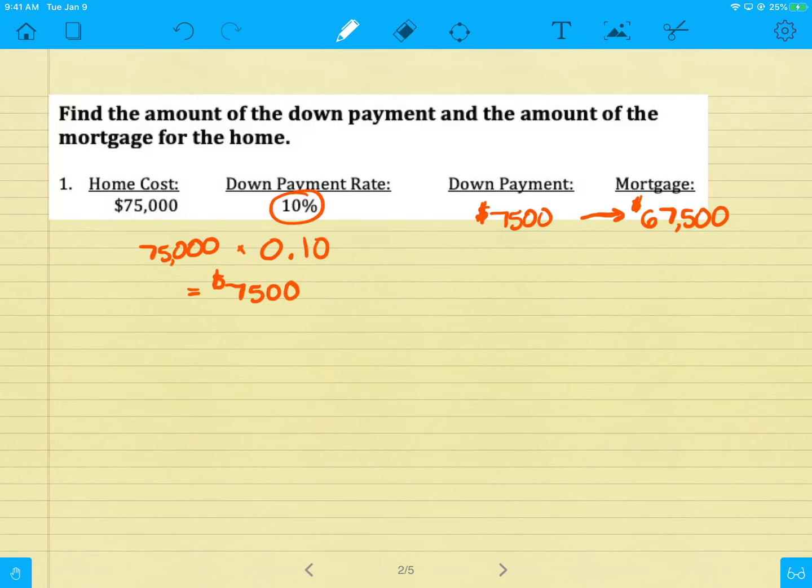So there's two parts to that one. The first question on that Google form will ask you to calculate the down payment. That'll be the first number. And then the second question will ask you to find what the mortgage is that's left. And that's then $67,500. Sorry.